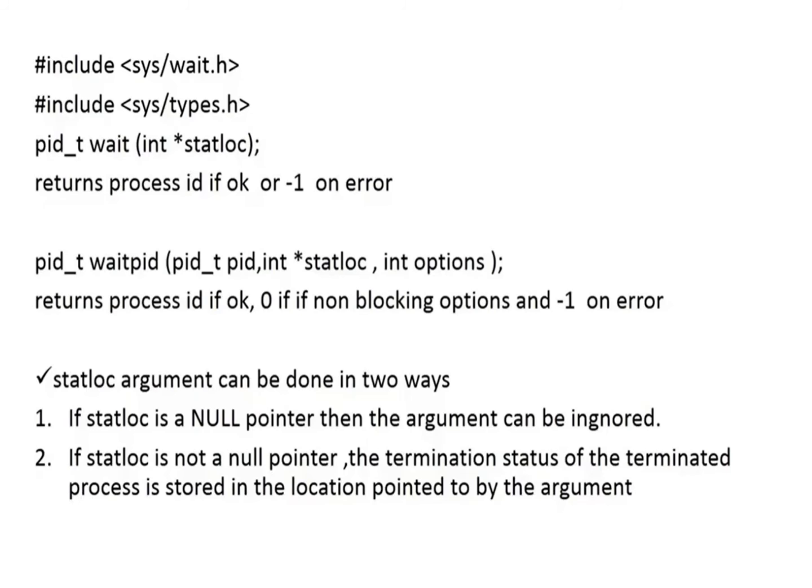If statloc is a null pointer, then the argument is ignored. If statloc is not a null pointer, then the termination status of the terminated process will be stored in the location pointed to by the argument, and later that status will be accessed by the parent process.